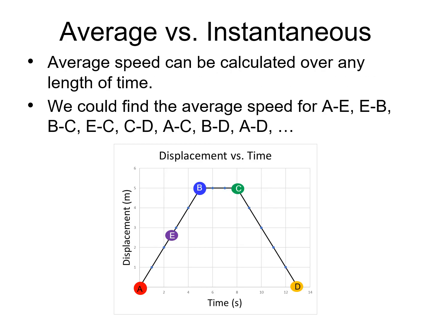Now, average speed can be calculated over any given time interval. We could do it just, say, for a short segment like A to E or E to B, or we could do it over a longer period of time like A to C or even A to D. In fact, you can calculate it between any 2 points in time, even ones that aren't labeled here.